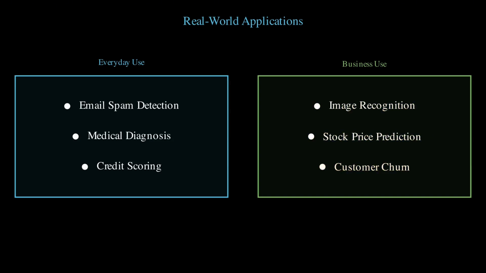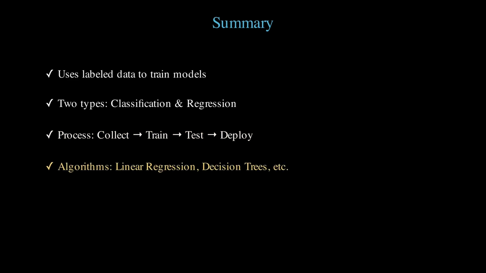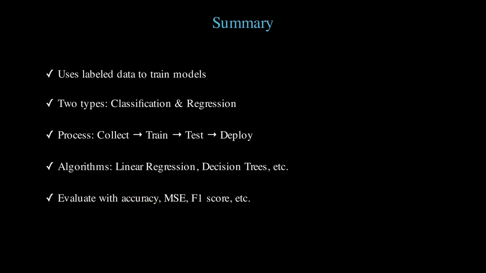Supervised learning uses labeled data to train models. There are two types: classification for categories and regression for numbers. The process involves collecting data, training, testing, and deploying. Common algorithms include linear regression, decision trees, and neural networks. And we evaluate performance using metrics like accuracy and mean squared error.